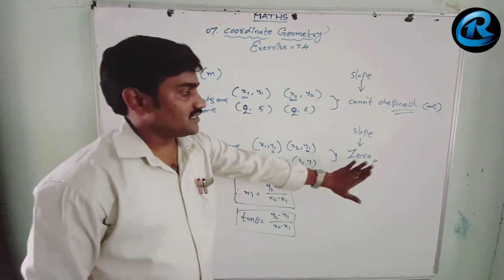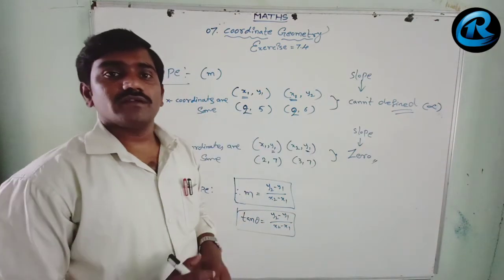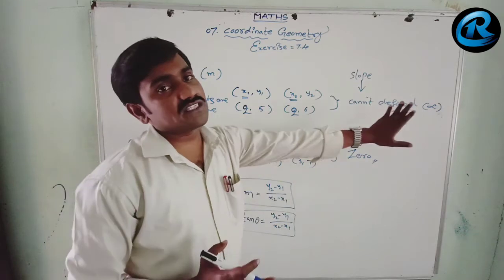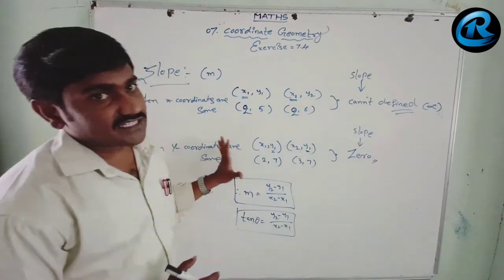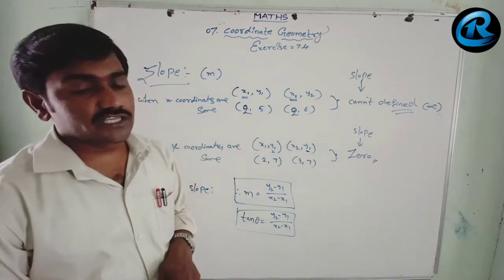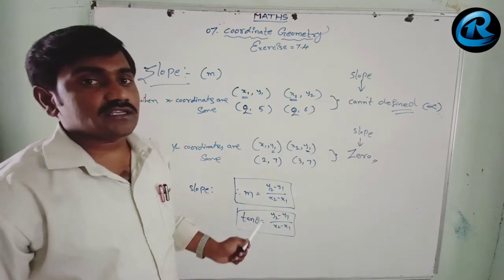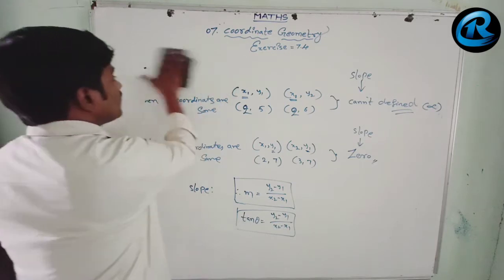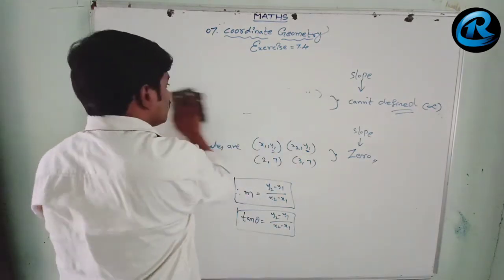Zero divided by something is always 0. If the x coordinates are the same or equal, the slope cannot be defined. If the y coordinates are the same or equal, the slope is 0. And the formula of slope is m equals y2 minus y1 by x2 minus x1, where they ask you to find out the slope only.